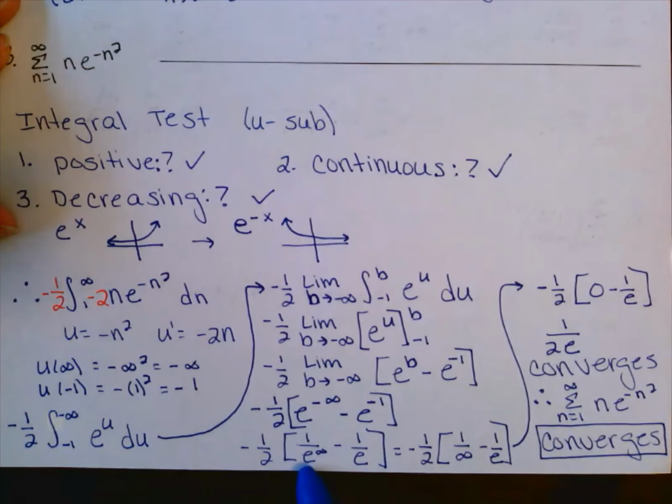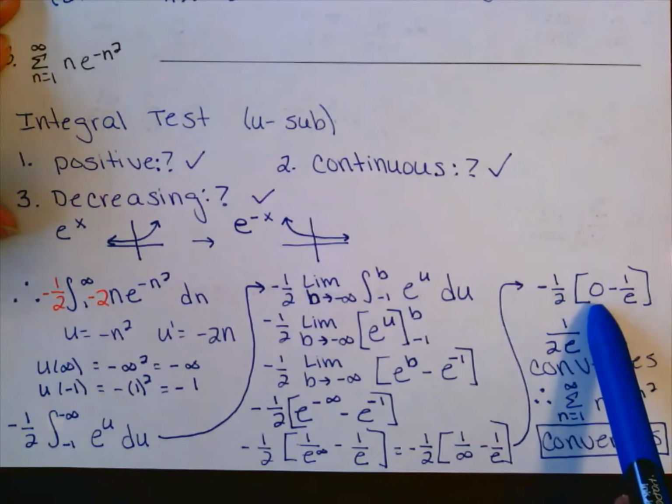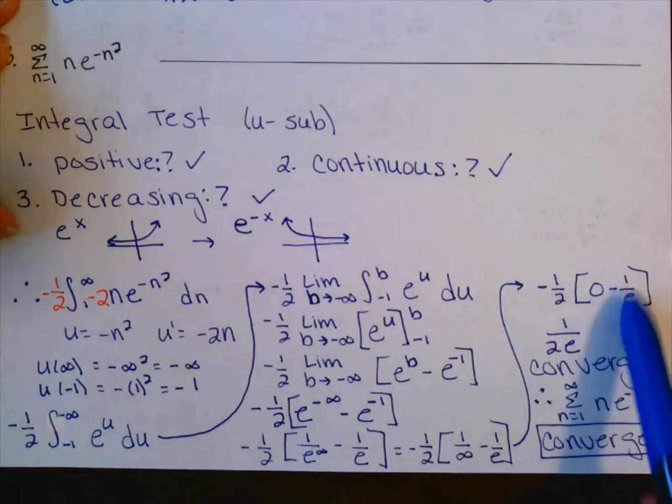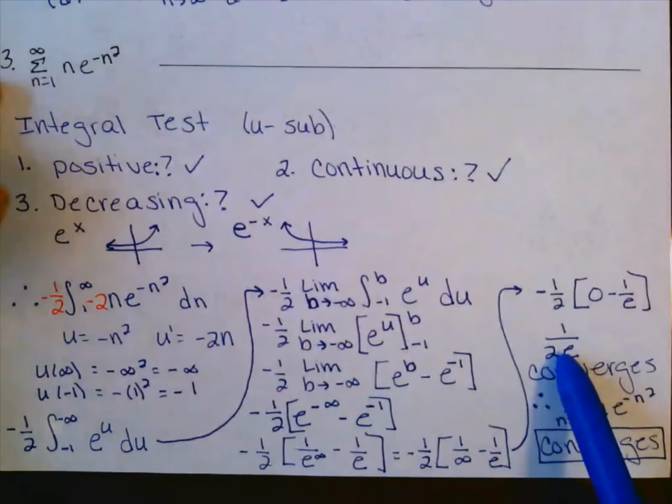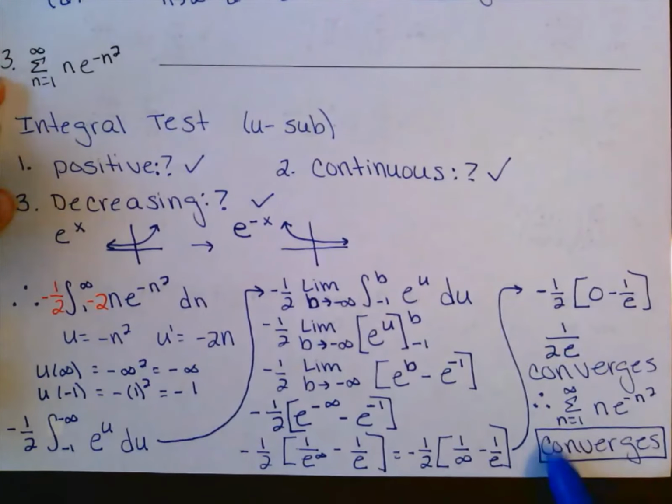I know that e to the infinity is just infinity, and a fraction with an infinity in the denominator is bottom heavy, which gives me 0, all right? And then at this point, I would just end up on the inside with a negative 1 over e times a negative 1/2. And because I get an actual numerical value, the integral test says that if the integral converges to an actual number, then the series also converges as well. All right?